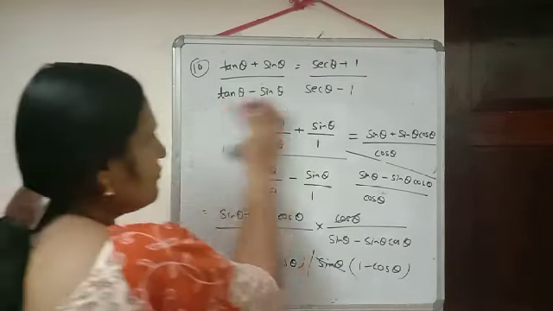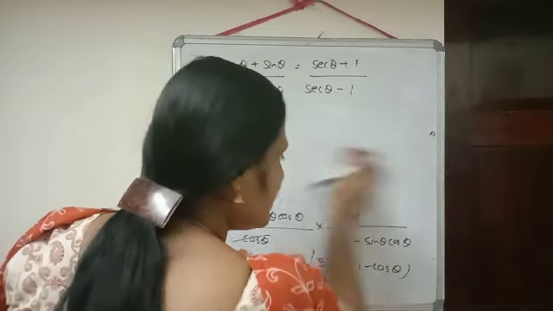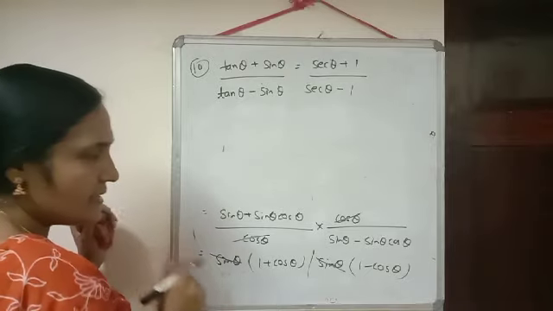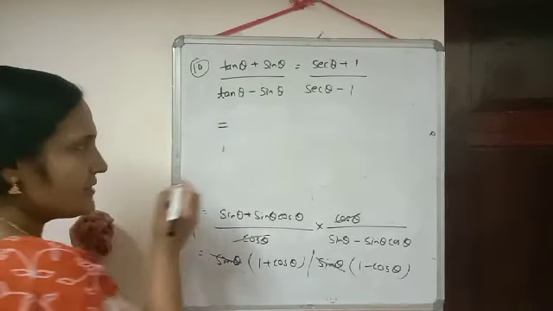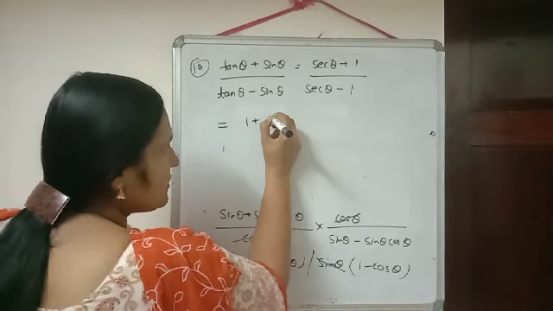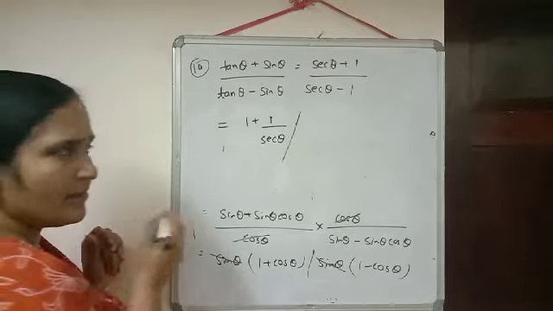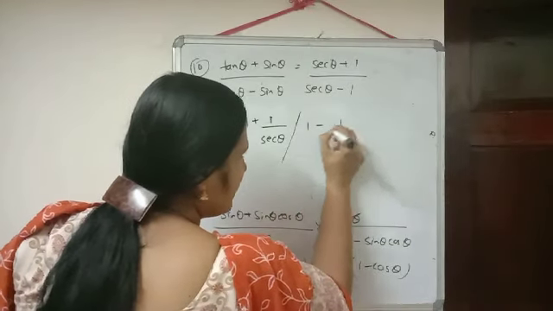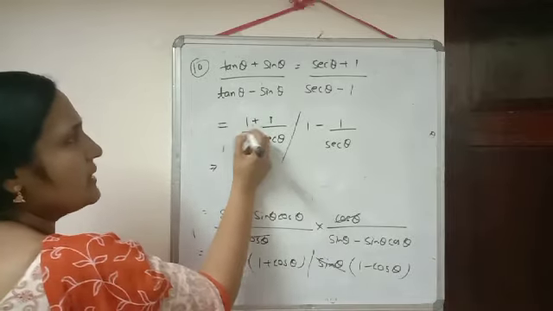But we need the proof in terms of sec theta. So just to check, is any relation there between cos theta and sec theta? Yes, cos theta is the reciprocal of sec theta. So 1 plus cos theta can be written as 1 by sec theta divided by 1 minus 1 by sec theta. Now do the cross multiplication.